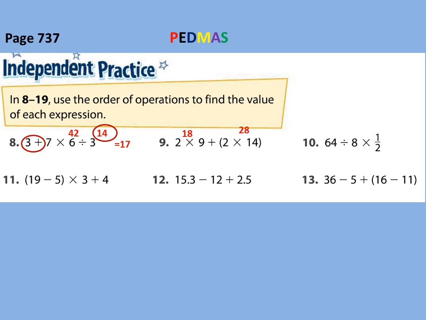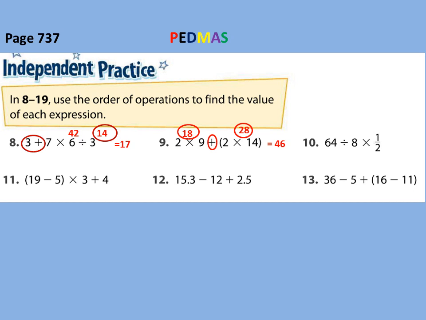Then we have two numbers, 18 and 28. And the last operation is addition. We have an adding sign here. So we must add 18 plus 28. Add them. Yes. 18 plus 28 is 46. So 46 is the correct answer. Are you happy with this? Yes? Go to question 10.